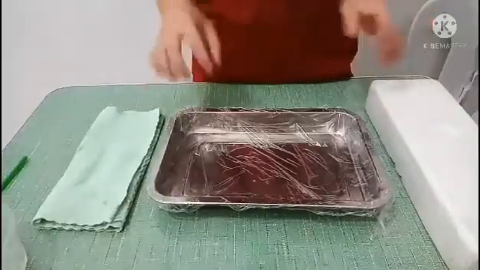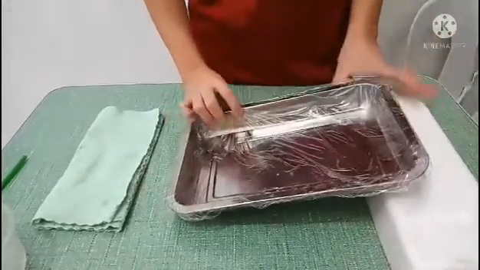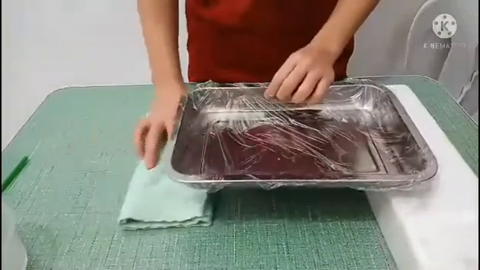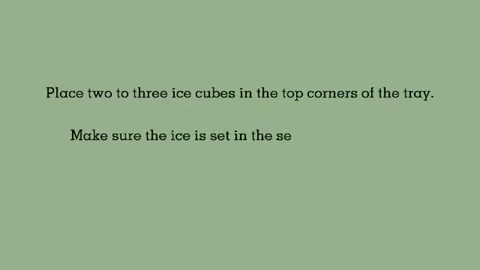First, I will prop up one side of a baking sheet so that it can form a shallow slope. Then I will place a towel at the bottom to catch any runoff. Place 2 to 3 ice cubes in the top corners of the tray. Make sure the ice is set in a section of flat sand.